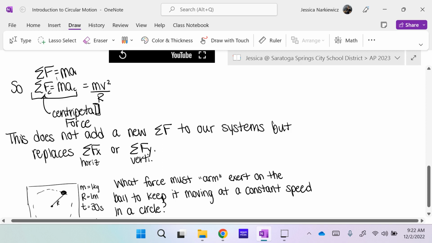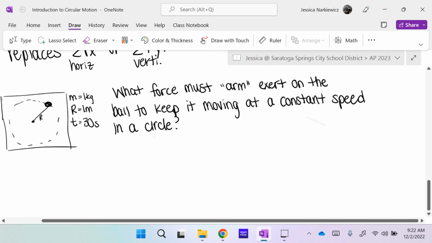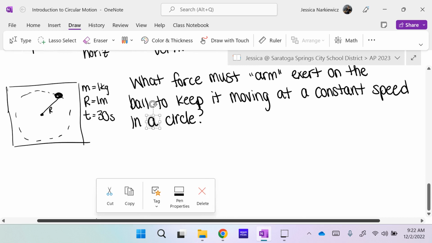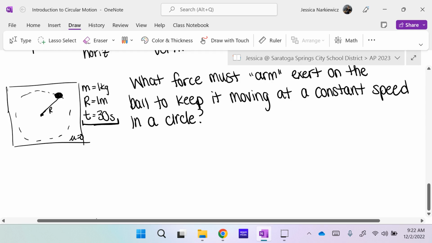So let's do a quick example. Let's say we have this ball with mass 1 kilogram, connected to some arm that has a radius of 1 meter, and that arm is connected to some motor that spins this ball in a circle on top of a frictionless surface at a nice constant speed. It does one rotation, or one revolution, in 30 seconds.